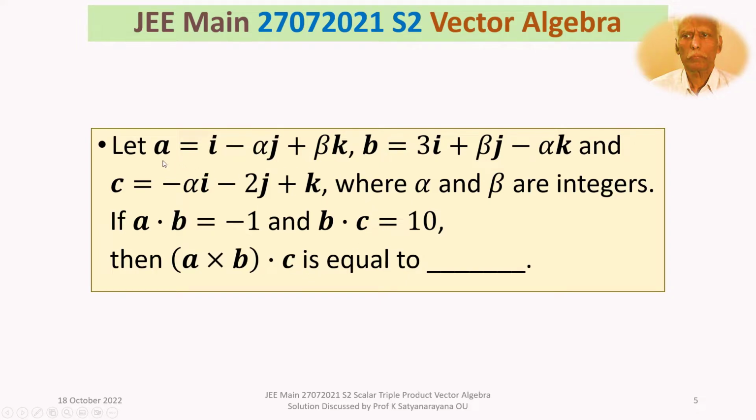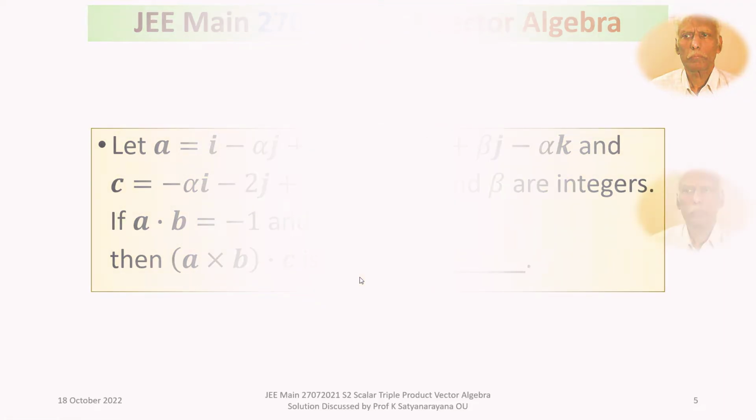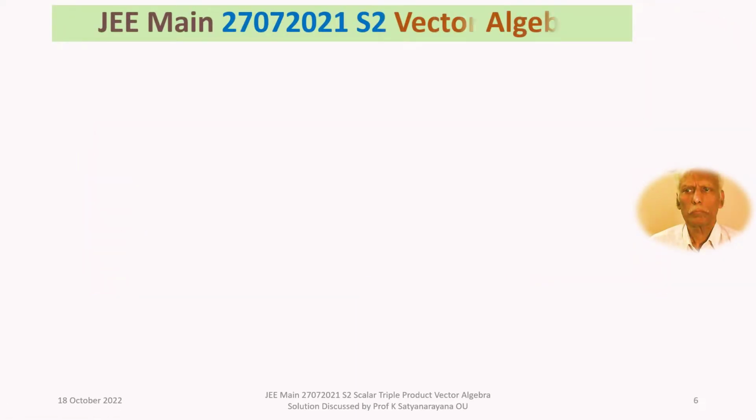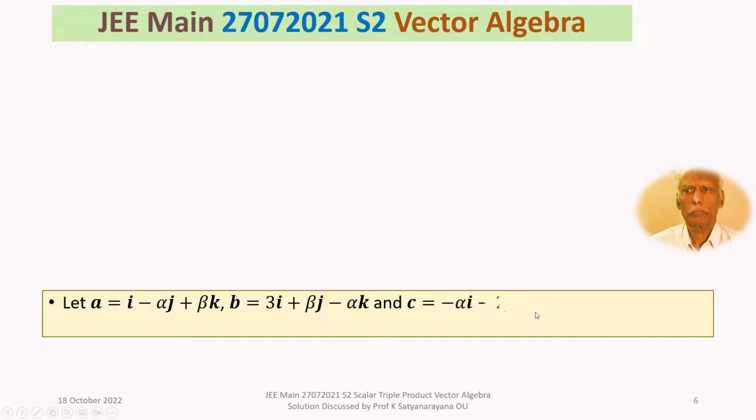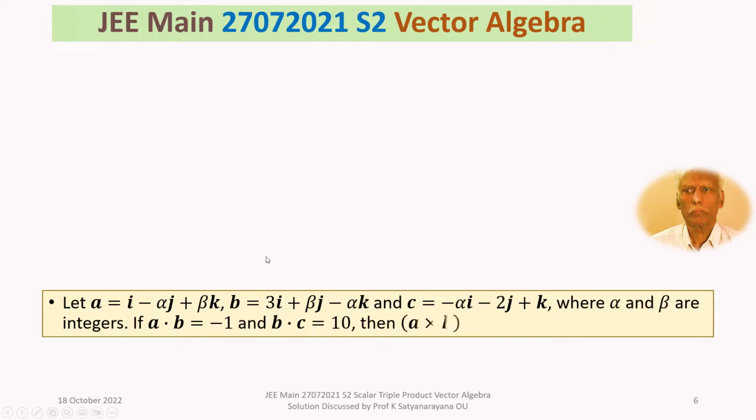So you are given three vectors A, B, C, in which alpha and beta appear and they are integers. You are given A dot B is minus 1 and B dot C is 10, and you are required to find (A cross B) dot C. This is our given problem, so let's now discuss the solution in detail.